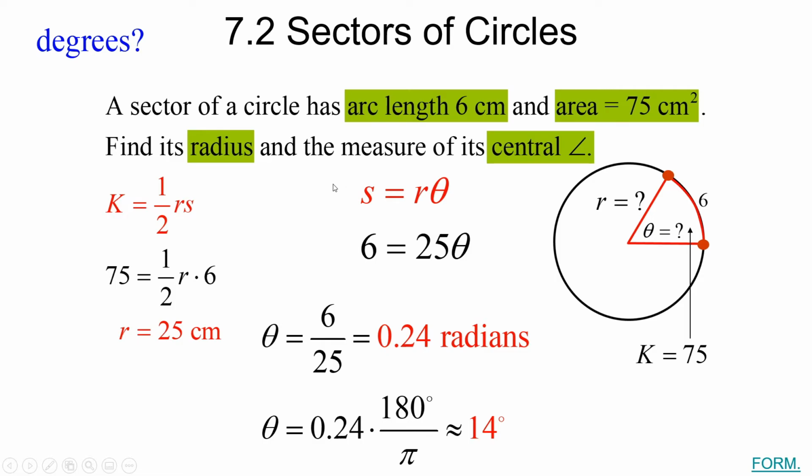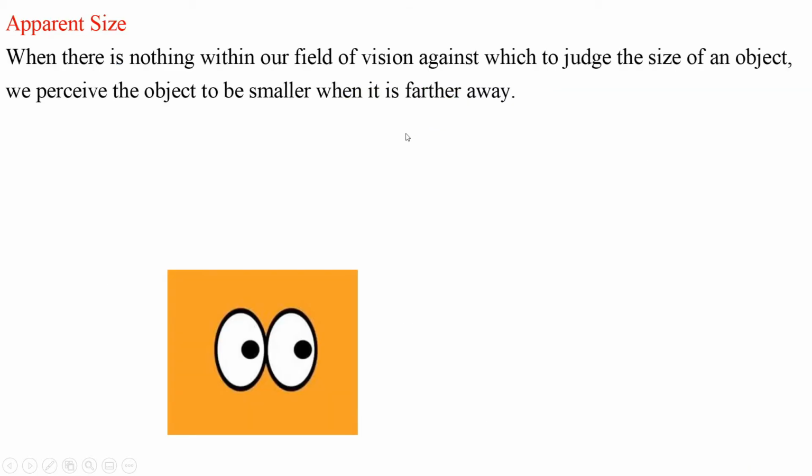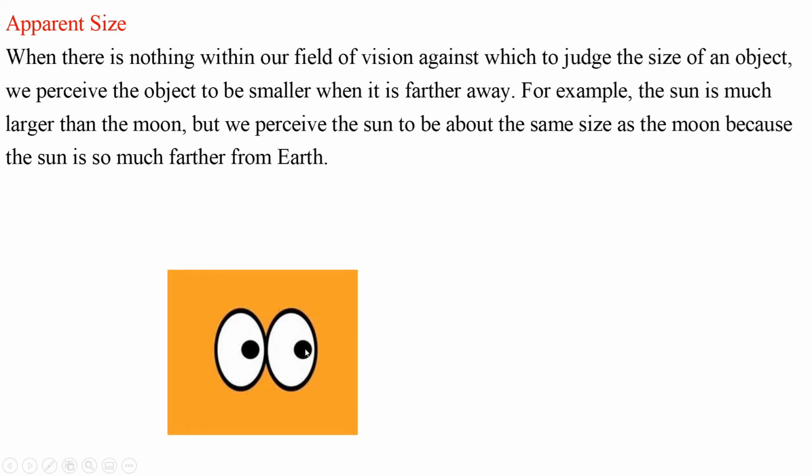Okay, well, what else do we have to go here? Oh, apparent size. So when there is nothing within our field of vision against which to judge the size of an object, we perceive the object to be smaller when it is farther away. You all know that. So here's a great diagram of what apparent size is all about. See that eyeball right there?